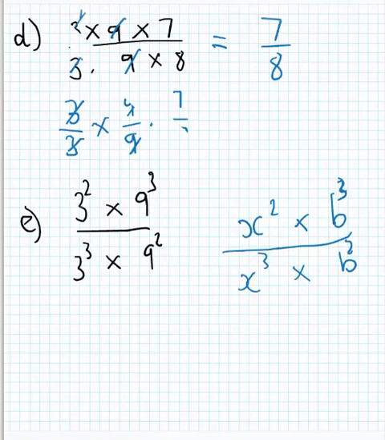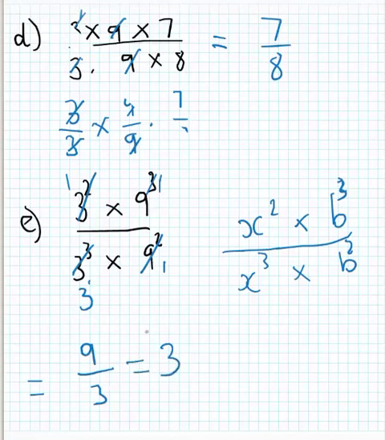So here, if we've got 3 2's on top and 3 3's on the bottom, we can take away 2 and it's gone. 3 take away 2 is just a 3, or 3 to the power of 1. And we've got 3 9's on top and 2 9's on the bottom. So the smallest amount is 2. So take away 2 9's, it's just gone. 3 take away 2 leaves me with 1, or 9 to the power of 1. So my answer would be 1 times 9, which is 9, over 3 times 1, which is 3. And don't stop there. We know that 9 divided by 3 is simply 3. And that's our answer.